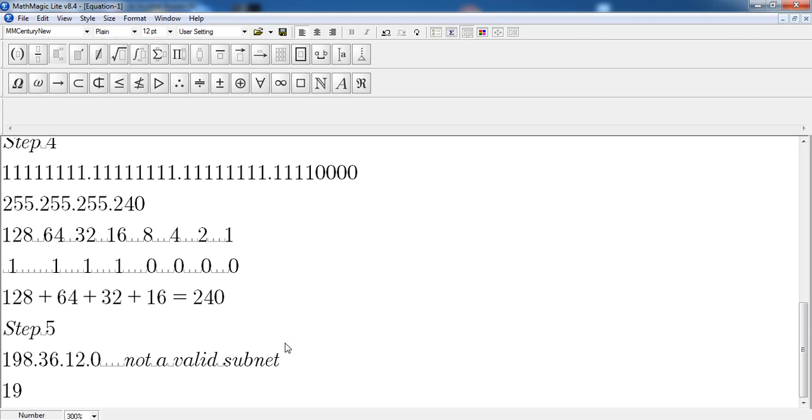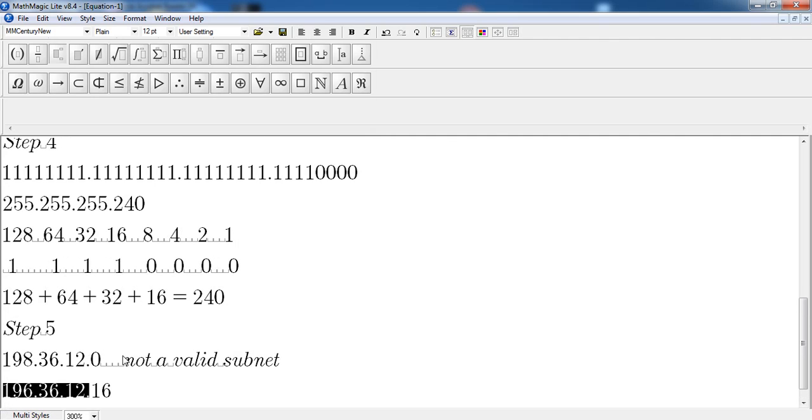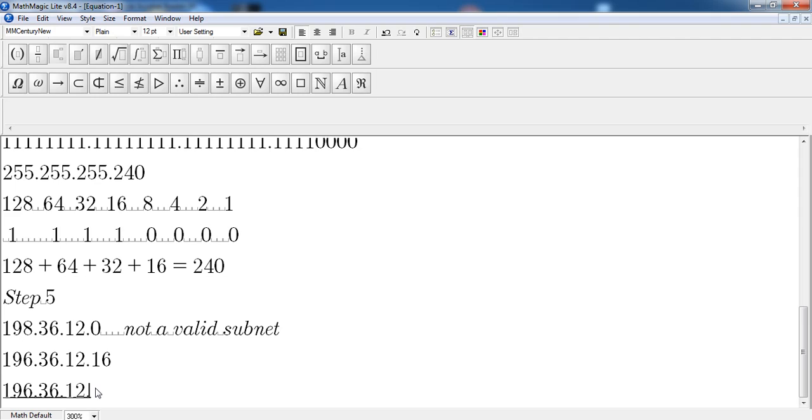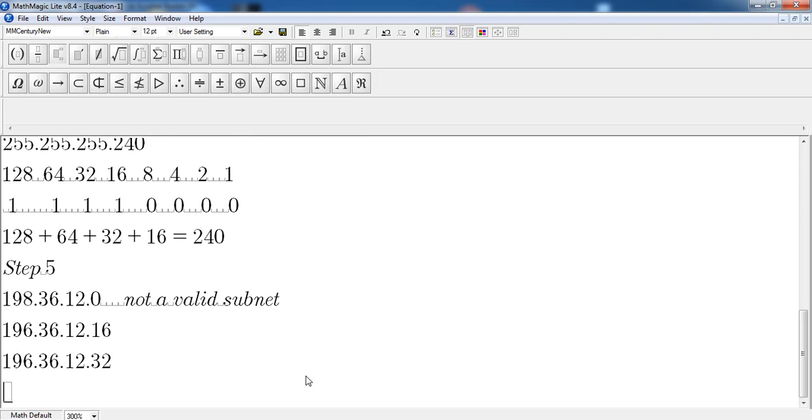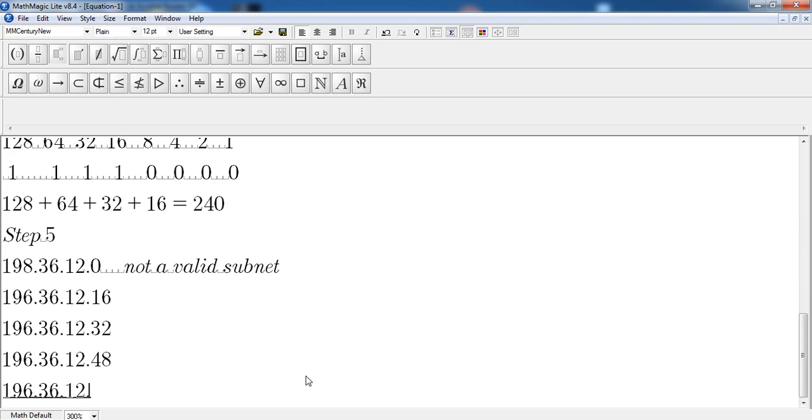So how about the next one? 198.36.12.16. And then we go to the next one, which is 32. Then 48. Then 64, so on and so forth, up until we reach the last possible subnet ID.